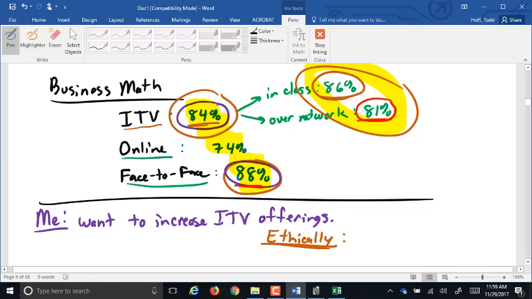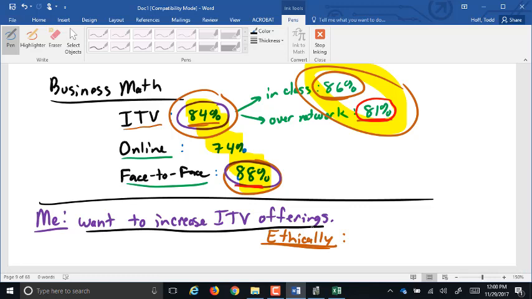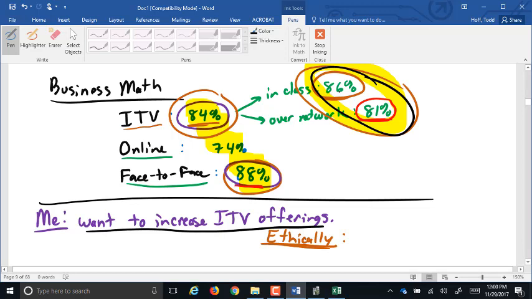Remember that phrase, against your own best interest. Very good. I want to increase the offerings. Ethically, I have that ethical obligation to show the strongest evidence against what I want to do. And having them split apart shows the strongest evidence against using ITV classes. So that would be the data that I should show, because that makes ITV classes look the worst. So I should show that data to whoever I'm making the argument to so they can make their decision based off of it.